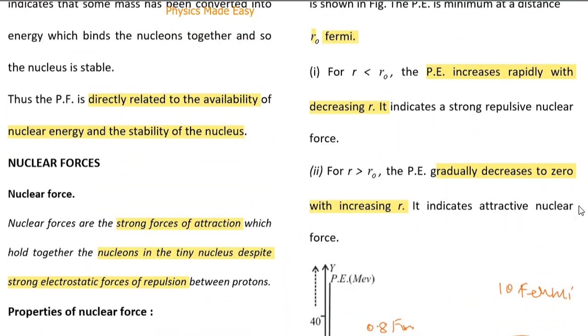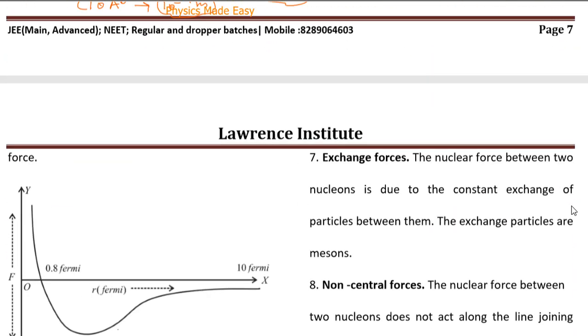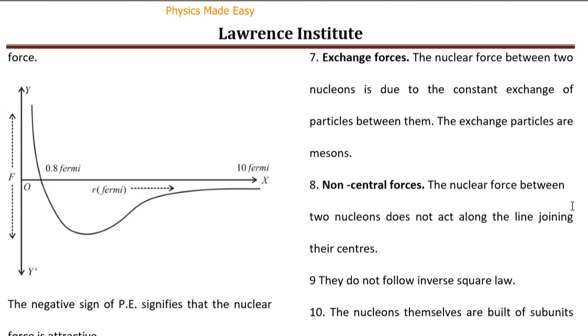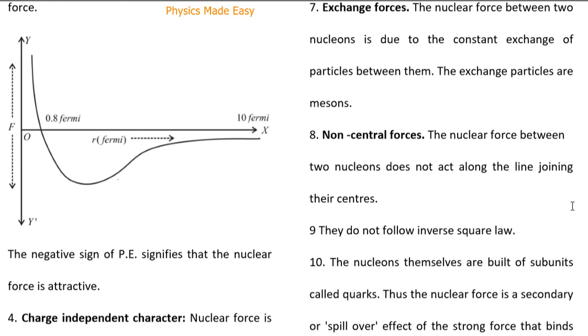And now, we have again shown this graph. The negative potential energy signifies that the nuclear forces are attractive.